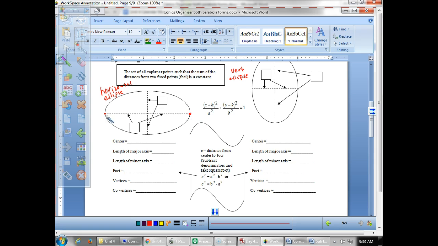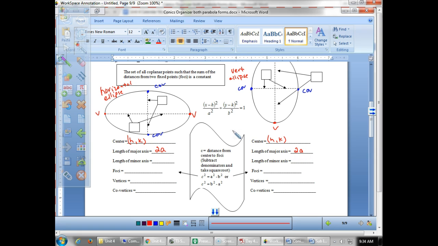The endpoints of the major axes are going to be your vertices, so they sort of change locations. And then the endpoints of your minor axes are going to be your co-vertices. So just make sure you know that information. And the center is always (h, k) for both of these. And the length of the major axis is 2a in both cases.